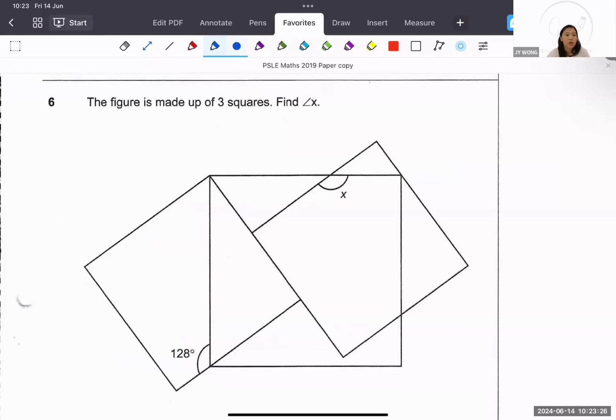Then they are worth so many more marks. Okay, so this is 3 squares. The only thing that you know about a square is 90 degrees, all the 90 degrees at the corners. So some students say it is not possible to do.